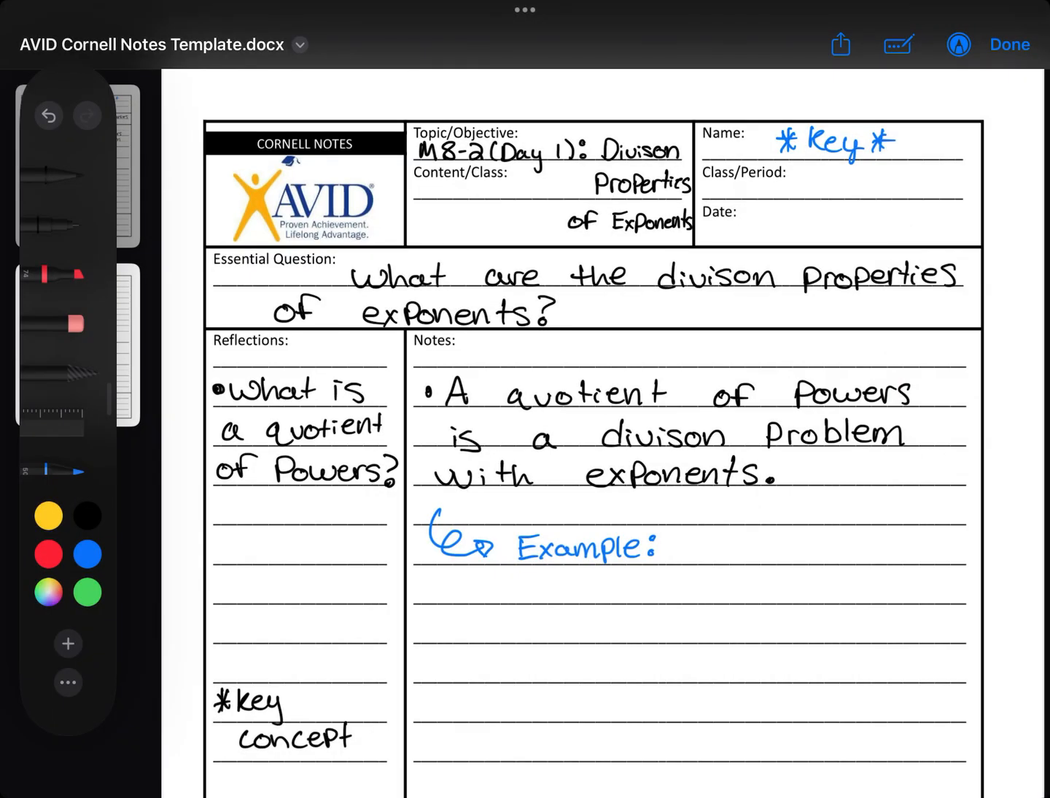All right, hi guys, this is Mr. Biggers here. Today you're going to learn Module 8, Lesson 2. This is day 1 of that. So we're going to be talking about division properties of exponents.